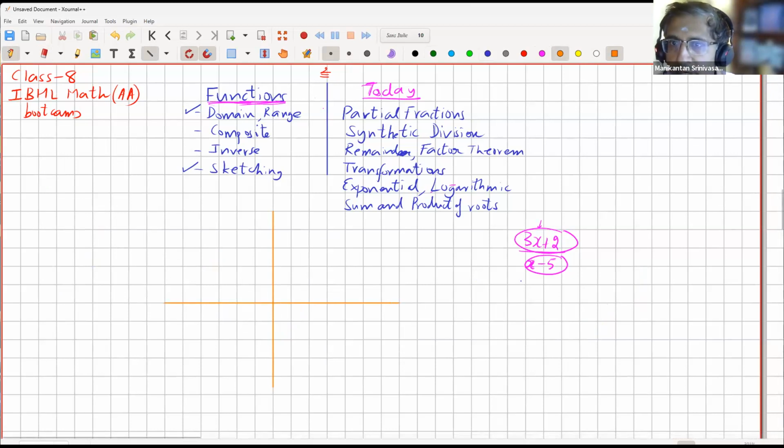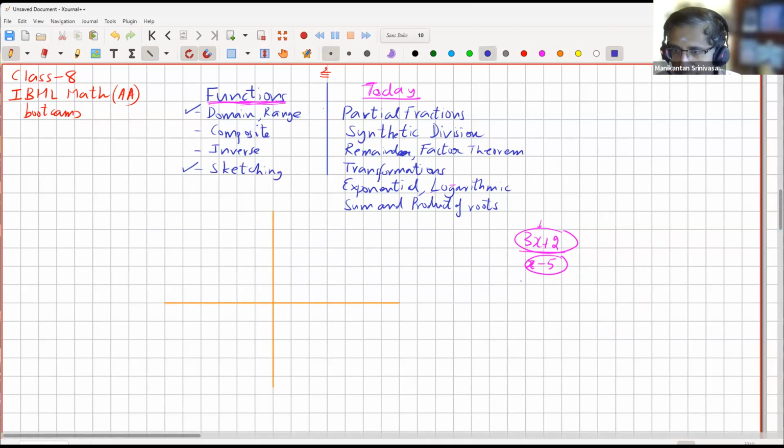Okay. So what are the key points? It passes through when the numerator is 0, when x is -2/3. So (-2/3, 0) would be the x-intercept. When x is 0, the y value is (0 + 2)/(0 - 5), which is -2/5. So let's say somewhere here. And then x equal to 5 is when the denominator is threatening to become 0, which is not allowed. So at x equal to 5, you would draw a vertical asymptote, something like this.